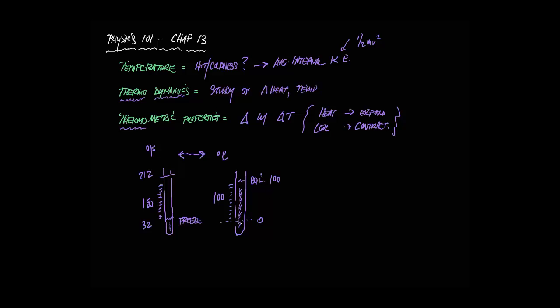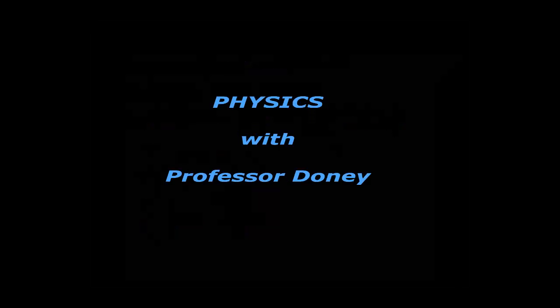Now we could make up any scale and call it the Physics 101 temperature scale, and we'd have to have a freeze point, a boiling point, and how many levels in between. So we're going to continue with this.